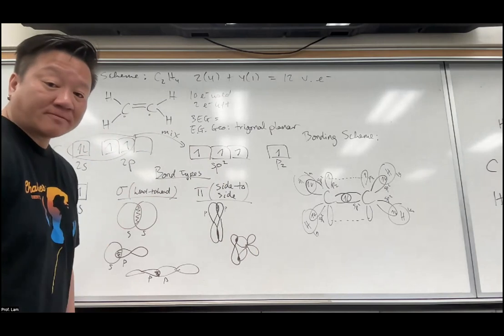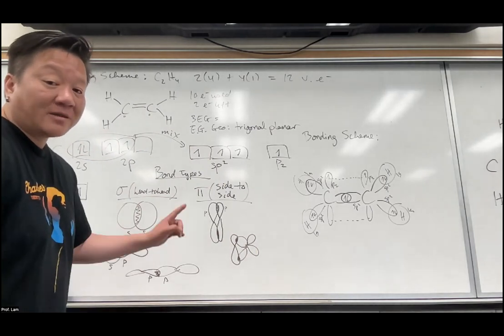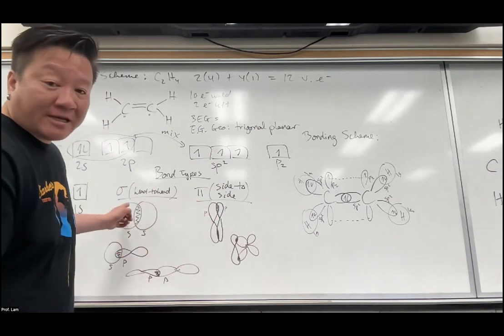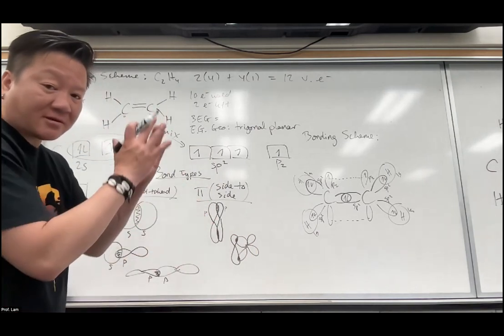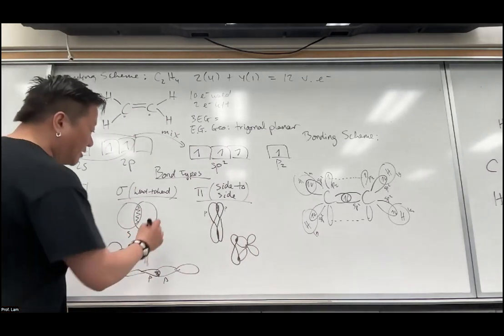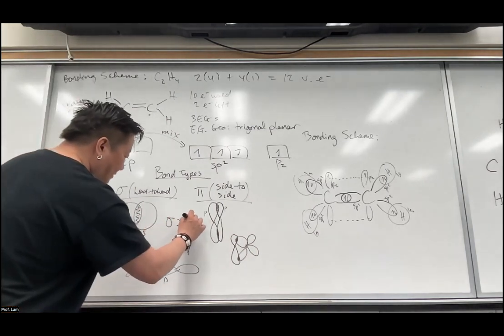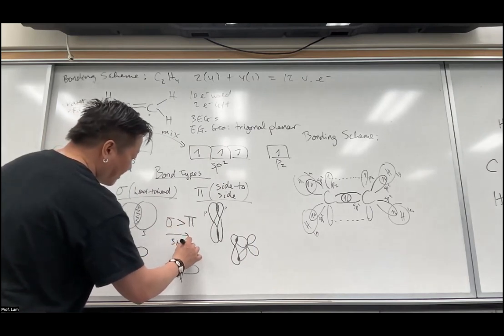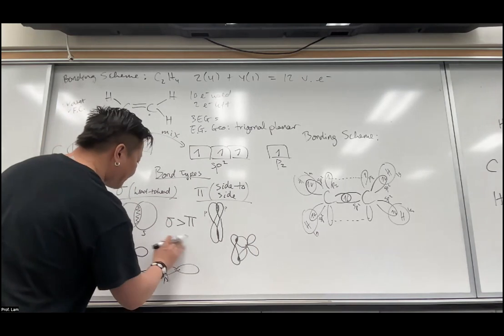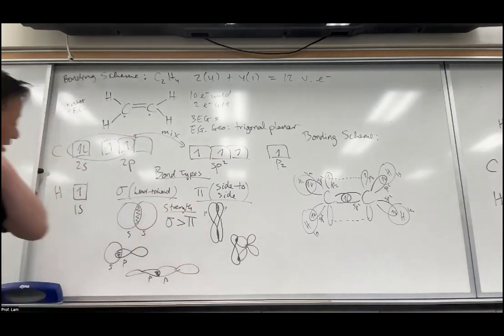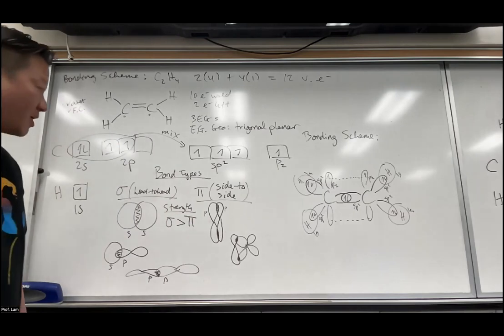Guess which one's stronger? The one that doesn't have interruption, right? Here you got a weak link here, okay? Here you have just like a continuous overlap, right? No interruption. So sigma bonds are always stronger, okay, than pi bonds, right? Sigma bonds always greater than pi bond strength.